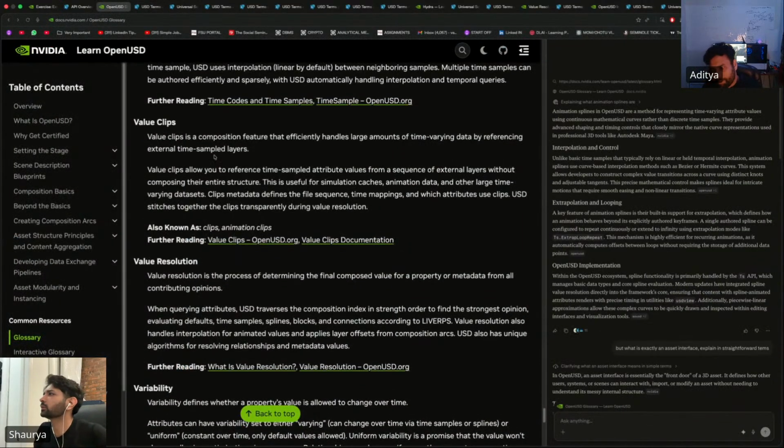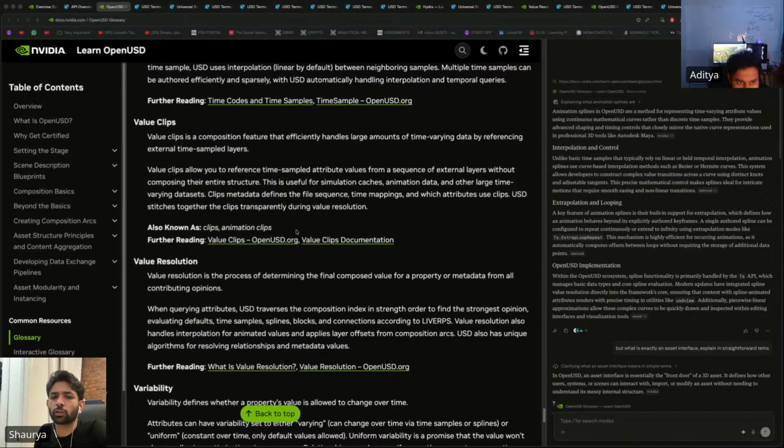Value clips is a composition feature that efficiently handles large amounts of data. Value resolution is a process of determining the final composed value for a property or metadata from all contributing opinions. When querying, oh wait, what the fuck? Yeah, when querying an attribute, USD traverses the composition index in strength order to find the strongest opinion. Okay.